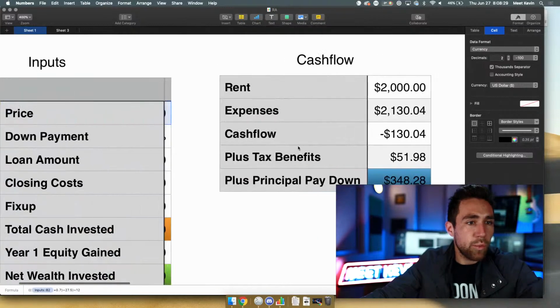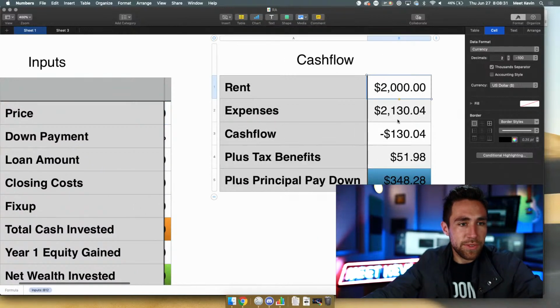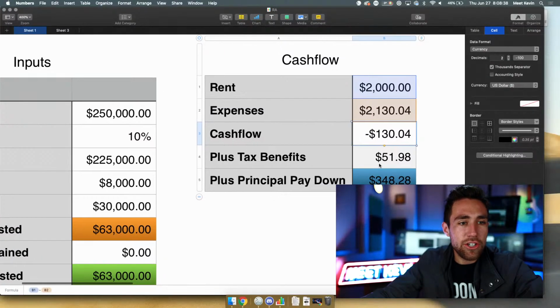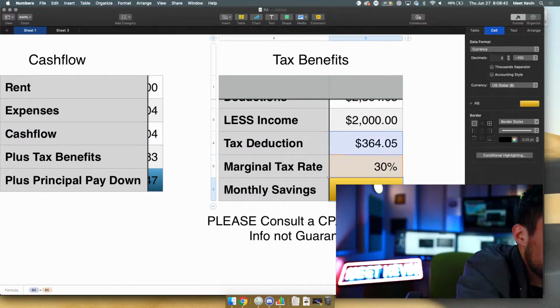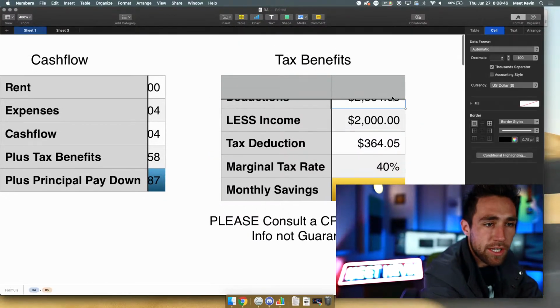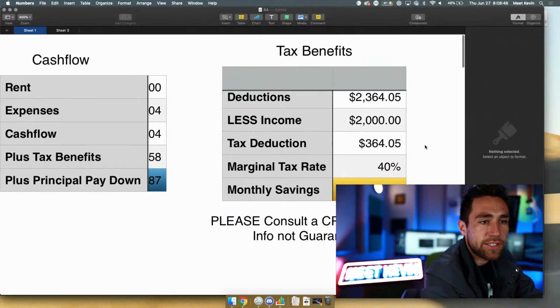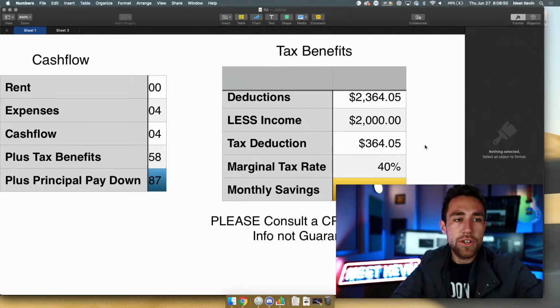So the rent is $2,000. The expenses are $2,130. That means you have a negative cash flow of 130 bucks. Now let's jump on over here and look at your tax benefits for a second. Let's go ahead and say your marginal rate is 40%. Not 30%, that's 40%. Okay, so let me explain how this works. You have a total set of deductions of $2,364.